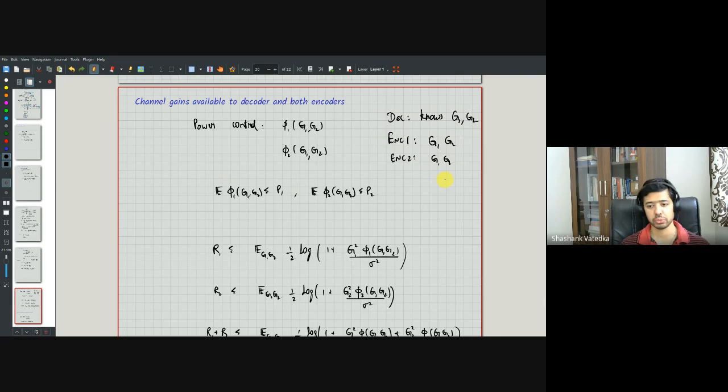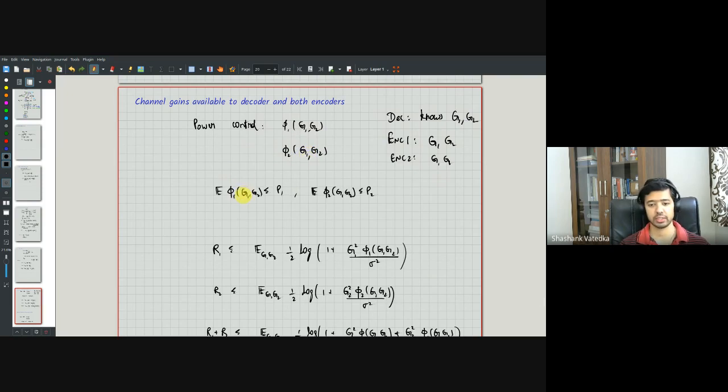In these two cases, the capacity can turn out to be different, because the optimization that you do is over different parameters. The amount of power that user 1 puts in and user 2 puts in could depend only on G1 and phi 2 could depend only on G2. But if both users know both channel gains, then these could be functions of both G1 and G2.